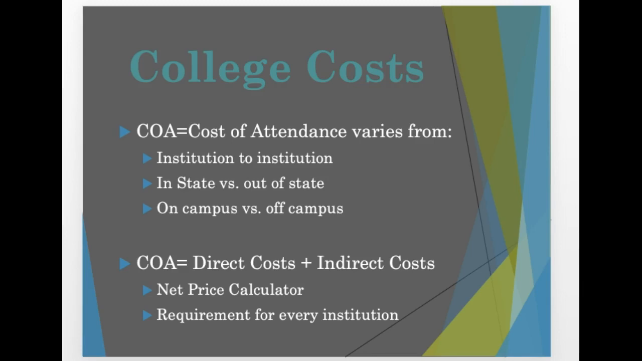And we know that your cost of attendance is impacted by your direct costs, such as tuition, but also indirect costs, such as books, other fees, maybe the cost of commuting, a car, gas, those types of things. So every college will provide a net price calculator on their website. This is a requirement for every institution that receives federal and state funding.